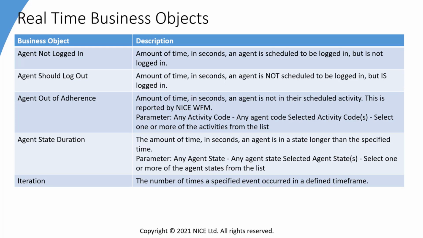Okay. And then iteration is the number of times a specified event has occurred in a defined time frame, and I'll show you a little bit more about that. That's how we can refine and make sure that we're getting the right amount of events. For instance, we may want to say if an agent has been in after call work 3 times within this week for more than 30 seconds, then I want the supervisor to be notified because maybe there's a coaching opportunity there. Okay.